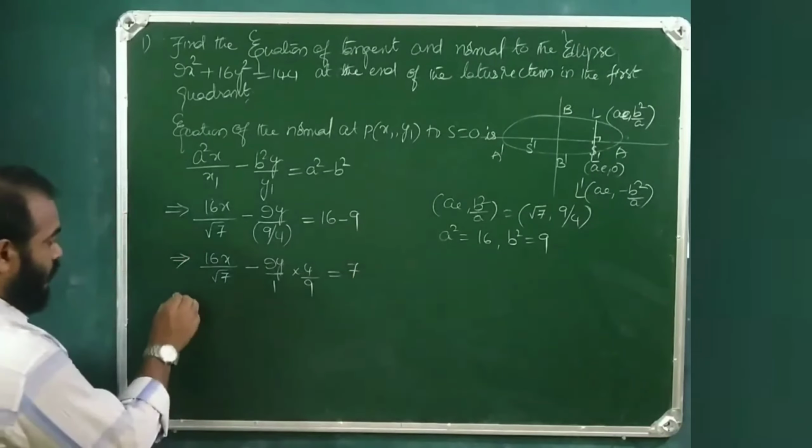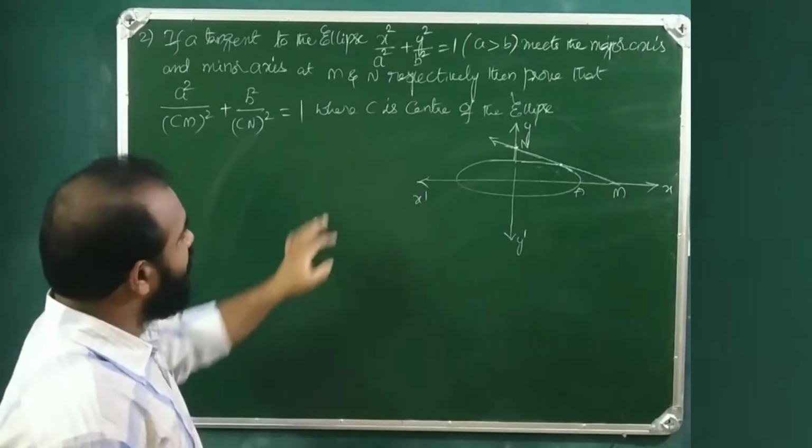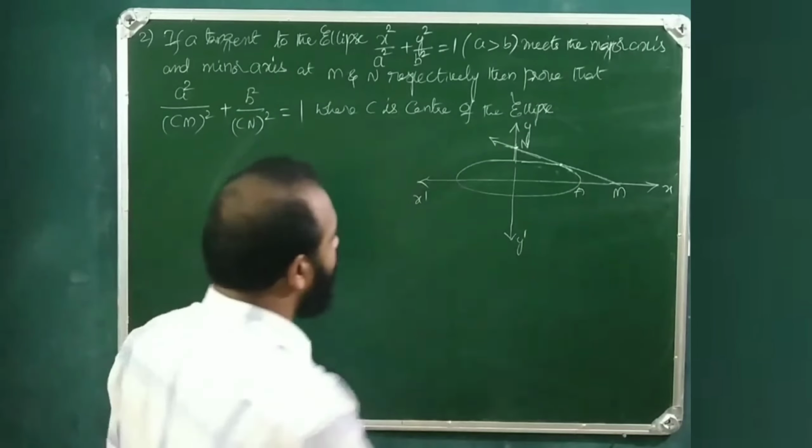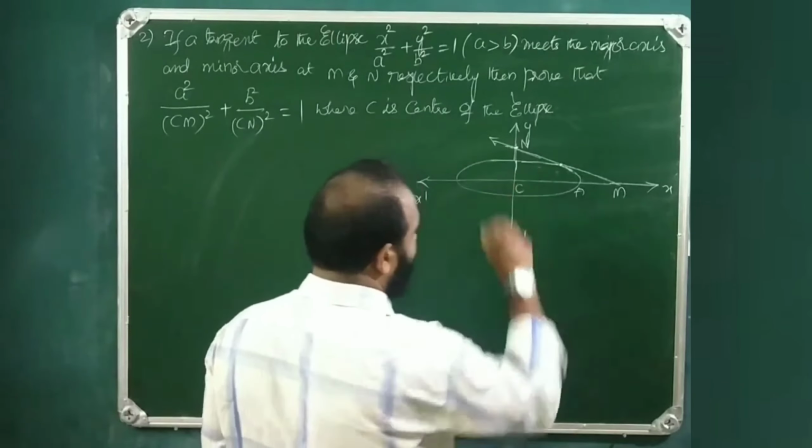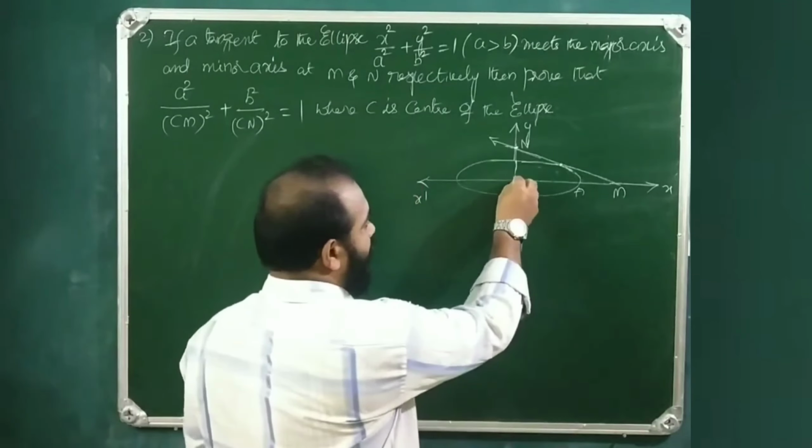Respectively, then prove that a square by CM square plus b square by CN square equals 1. This is what we need to prove, where C is the center of this ellipse. So if the center is at the origin, then that ellipse is said to be in the standard form of the ellipse.